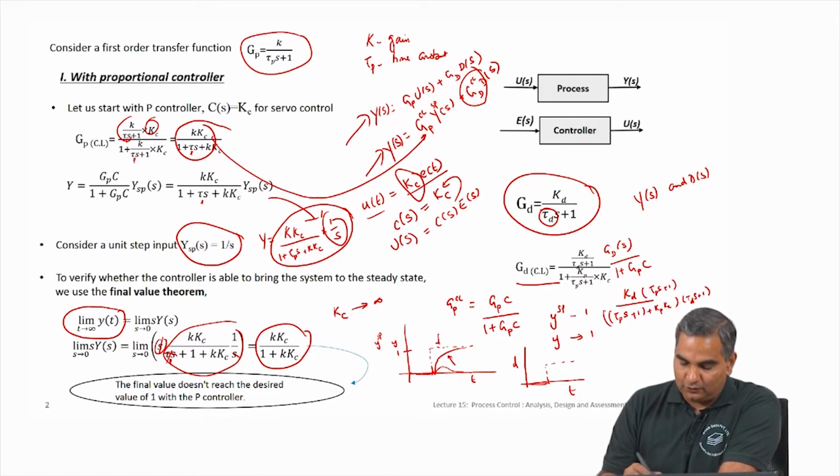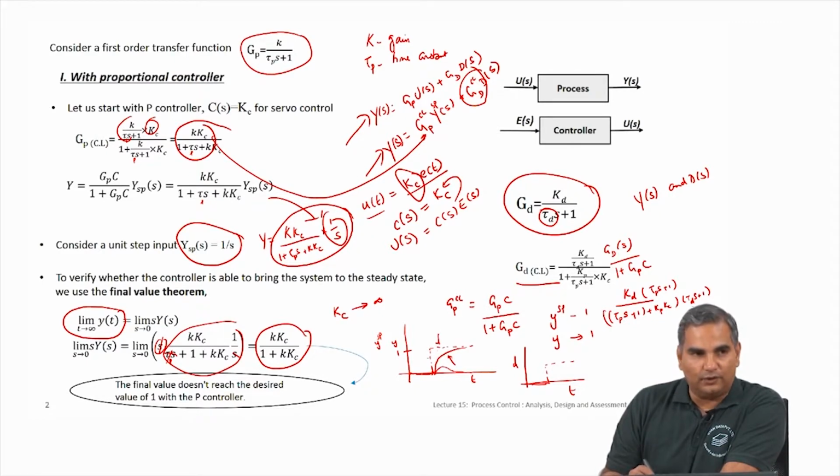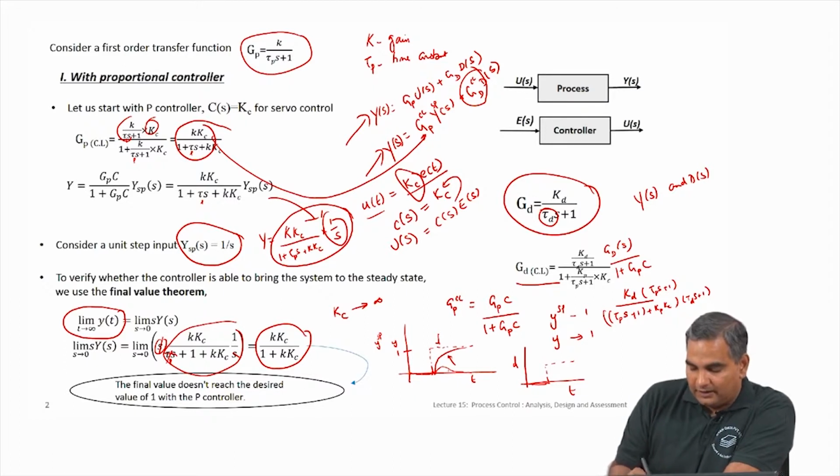So remember, these two pictures are very important. When there is a set point step, we want y to follow the set point. But when there is a step in the disturbance, we want y to stay flat. So we want it to be 0 always, but there will be this minor thing.